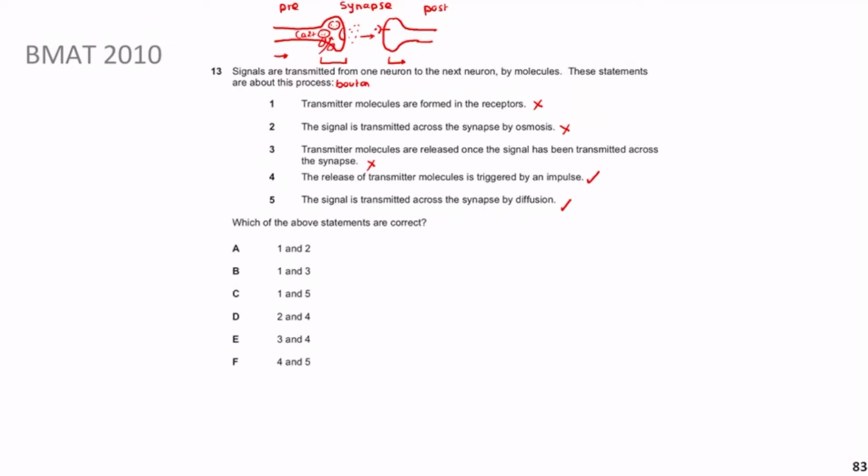So the release of transmitter molecules is triggered by an impulse. That's true. The release of transmitter molecules is triggered by an electrical impulse, which causes calcium channels to open. And then that causes the release of the transmitter molecules. And number 5, the signal is transmitted across the synapse by diffusion. We already figured that one out. So hopefully, guys, you can appreciate that here the answer would be F.